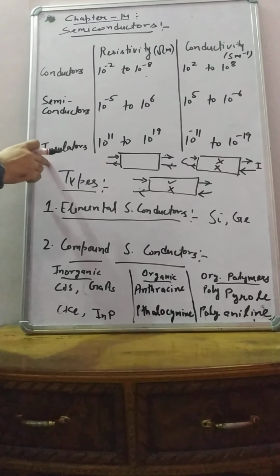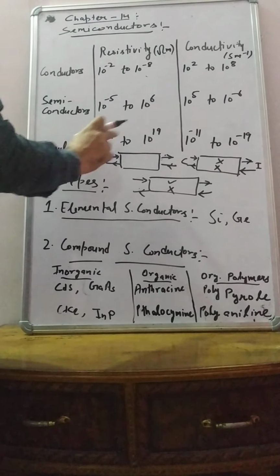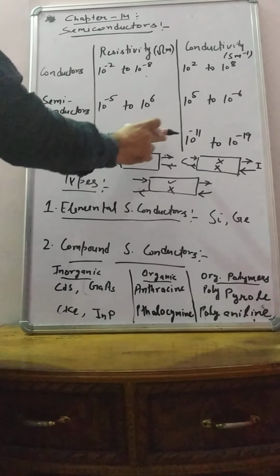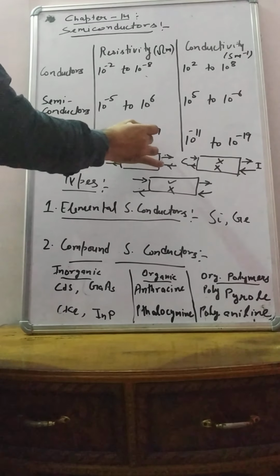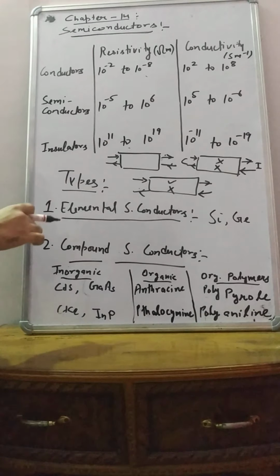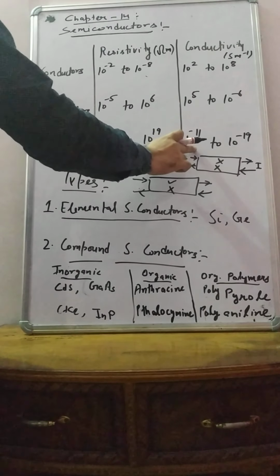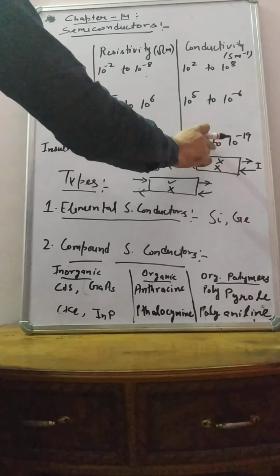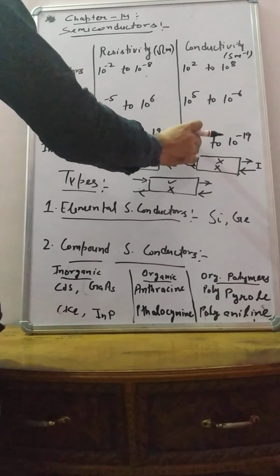If we talk about the insulator, it has high resistivity as compared to the conductivity. See, this is the range 10 to the power 11 to 10 to the power 19. So there is no such flow of current in the case of the insulator. If we talk about its conductivity, it's too much less. There is no such chance of flowing current in this.